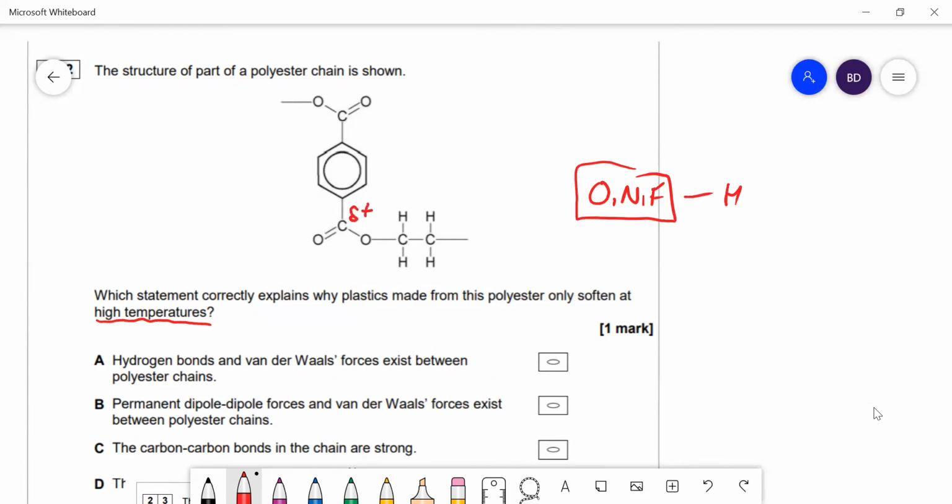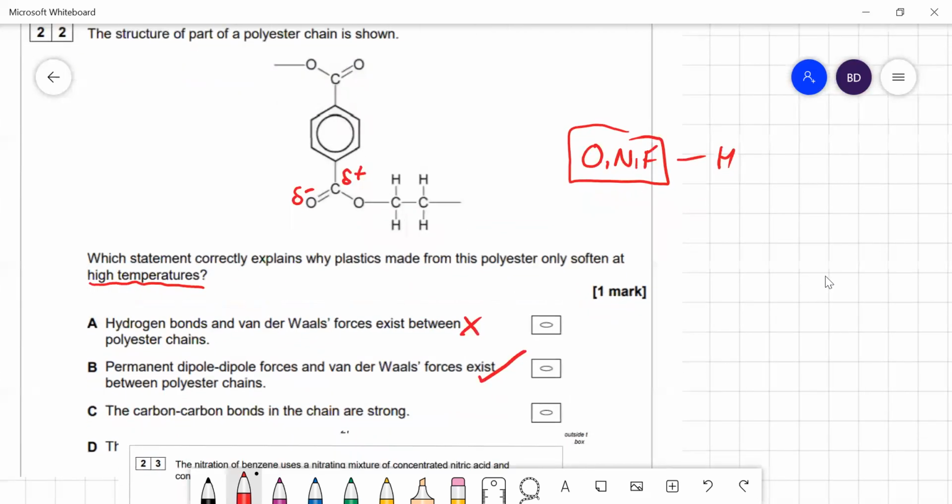That's going to be delta positive. That's going to be delta minus. And you could also get van der Waals forces, of course. So that one's wrong. Permanent dipole-dipole forces and van der Waals forces exist. That's correct. B is correct. Just to show you, C and D are not correct.